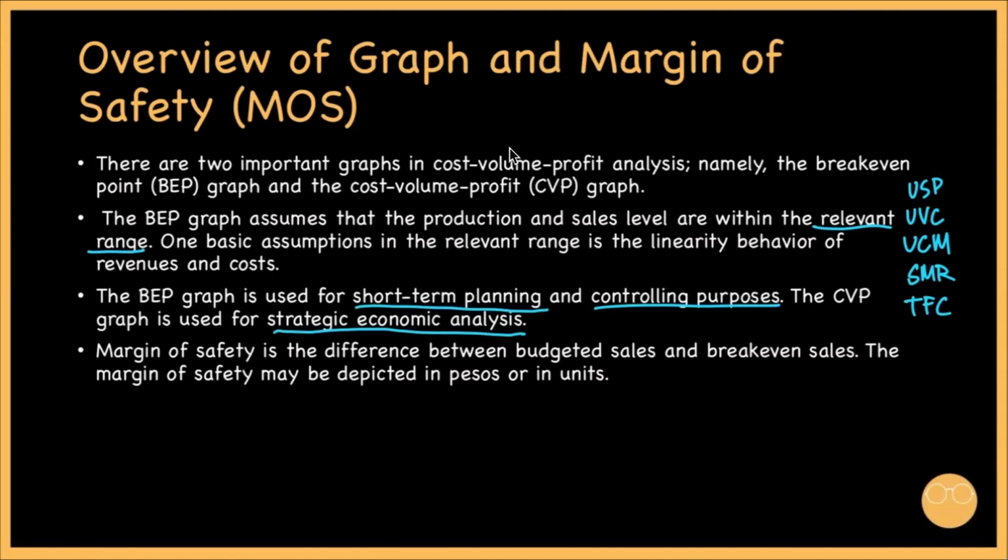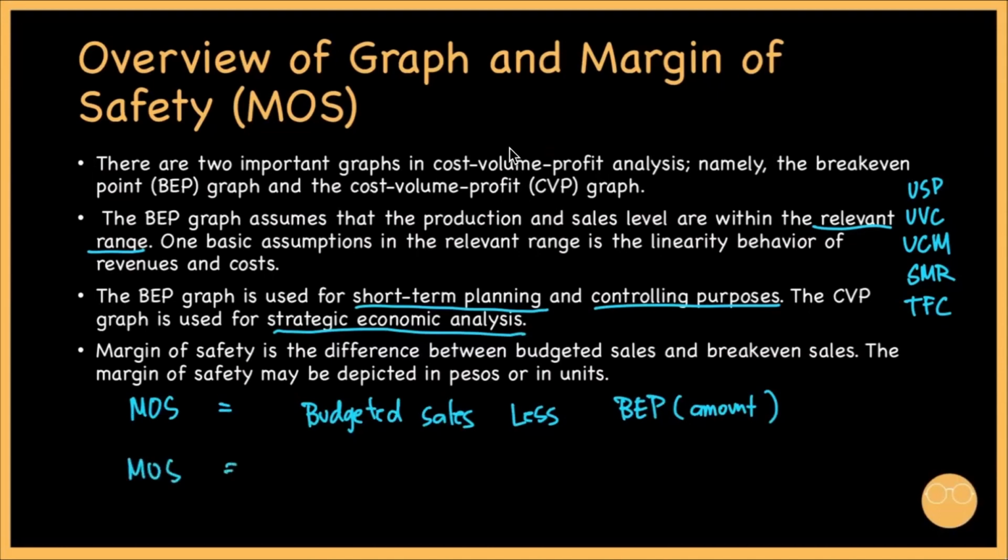Then, the margin of safety is the difference between the budgeted sales less the break-even point, in terms of amount or in terms of sales. So that's how we are going to compute our margin of safety. It can be in terms of amount or it can be in terms of units. So budgeted sales in units, then we deduct the break-even point in terms of units as well. If you are looking for the margin of safety in terms of units, use the units. And if you are looking for the margin of safety in terms of amount, use the amounts.